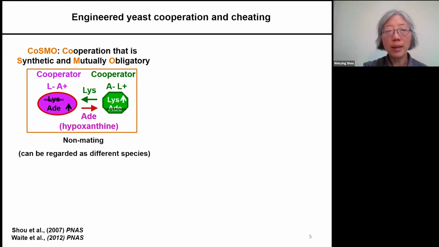The two strains are non-mating and thus can be regarded as different species. We also label them with different fluorescent proteins so that we can distinguish them apart. Importantly, we can engineer cheaters. So instead of L-A+, we have L-. Those cells cannot make lysine. They make adenine, but just enough for itself, so they do not release any adenine.